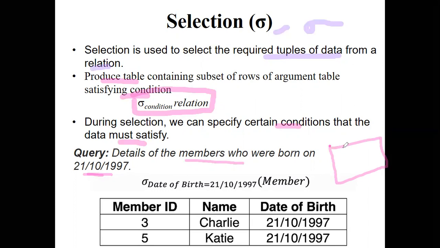Hope you are understanding what I'm saying. So what does the project operator mean? Let's say I have attributes: attribute 1, attribute 2, attribute 3, attribute 4. And let us say I have tuples like tuple 1, tuple 2, tuple 3, tuple 4. This is a relation.